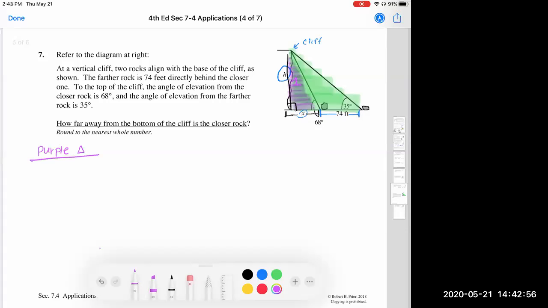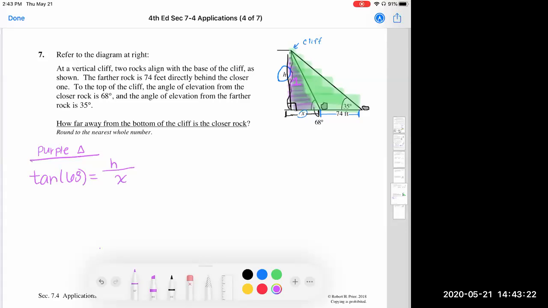All right, so if we make an equation using our given angle of 68 degrees, if I want to involve H and X, that would be opposite and adjacent, or adjacent and opposite, however you want to say it. So that would be tangent. Tangent of 68 is equal to opposite, which is H, over adjacent, which is X.